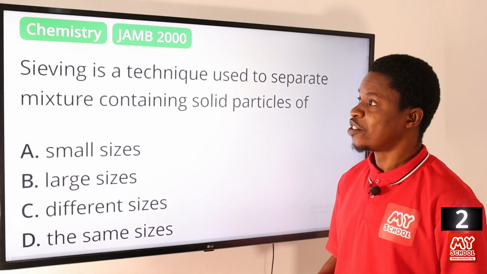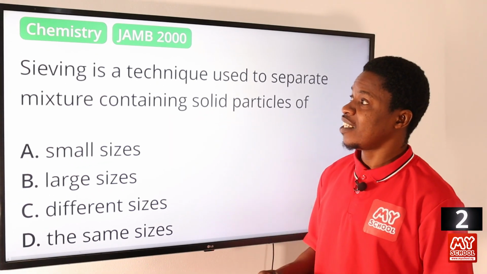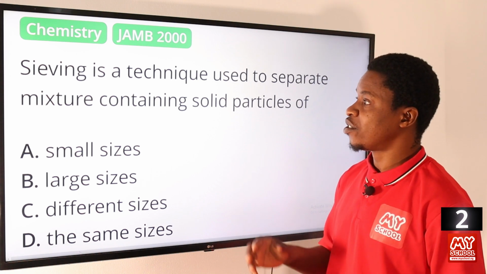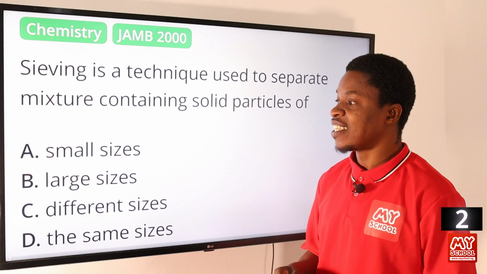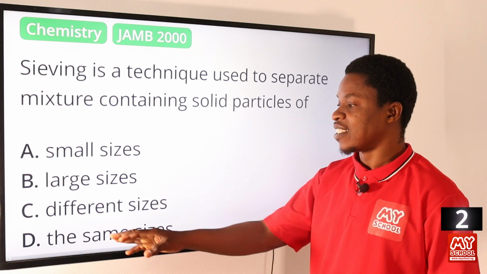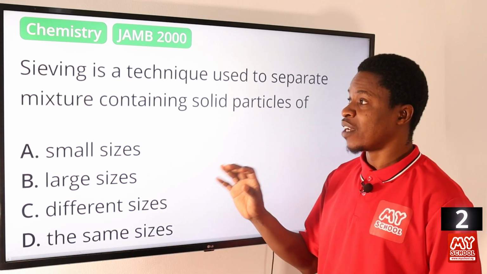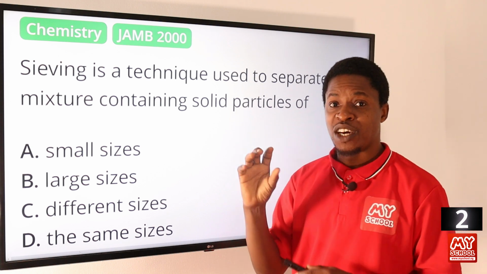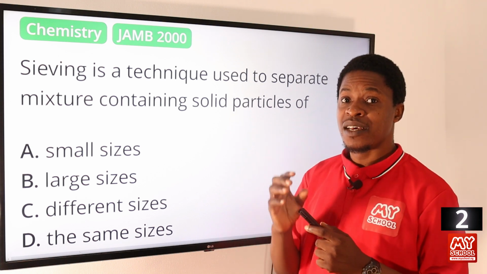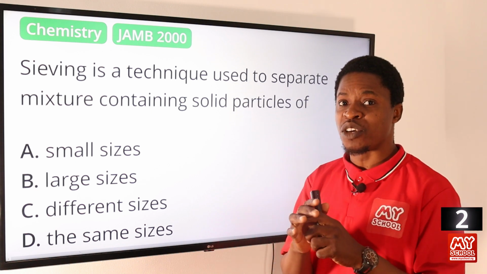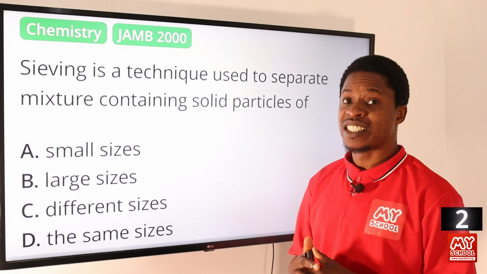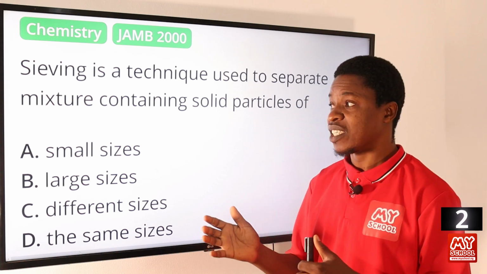Now let's move on to question number 2. Sieving is a technique used to separate mixture containing solid particles of what? Is it small sizes, large sizes, different sizes, or the same sizes? Actually, sieving is a technique of separation of mixtures that is based on relative sizes, different sizes of the particles that make up that substance that is supposed to be separated, okay?